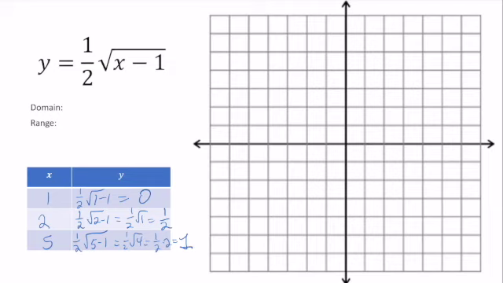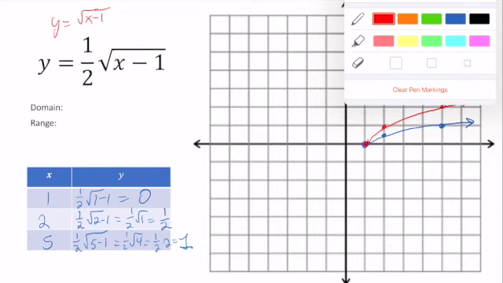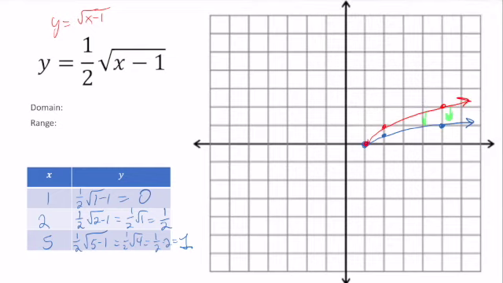Okay, so let's go ahead and plot this. When x is 1, y is 0. When x is 2, y is 1/2. And when x is 5, y is 1. So here's our new graph. Let's take a look at how that compares to our old graph. It looks like my graph has kind of been pushed downward.